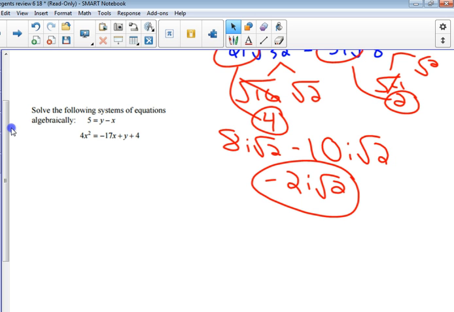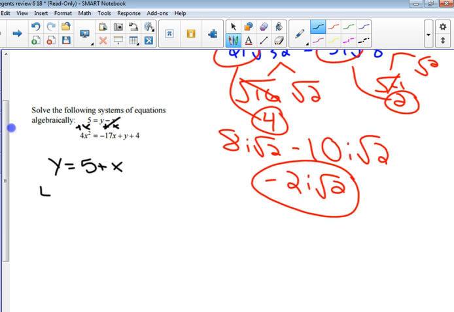So, good, we gotta get the y by itself if we can. So, you're looking to see where these two things cross. So the first thing we wanna do is get y by itself. So 5 plus x. Good, 5 plus x. Okay, so y plus 9. How would you guys get the y alone over here? y equals 4x squared plus 17x minus 4. Perfect.